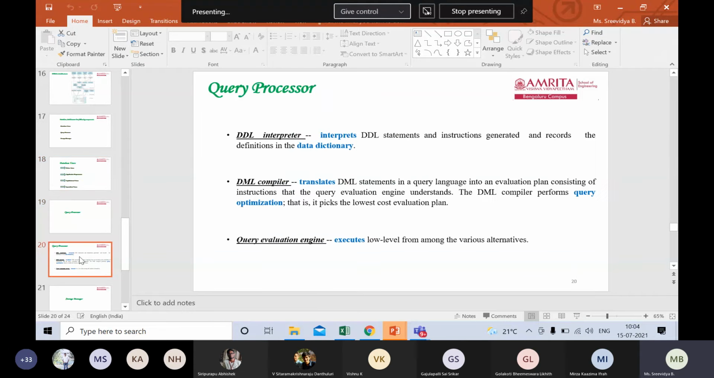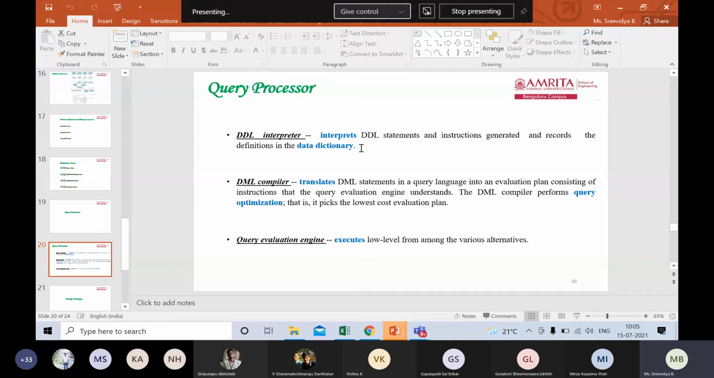Then you have the query processor, with three important components. You have the DDL interpreter, DML compiler, and query evaluation engine. The DDL interpreter comes into the picture only when the user submits a query that is associated with the structure of a table. That is DDL, data definition language interpreter. And what does this do? It interprets the DDL commands, and when the DDL commands are given, appropriate updates are done in the data dictionary. And what is a data dictionary?